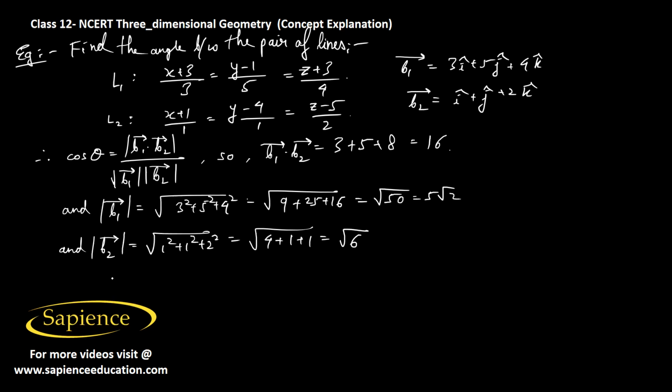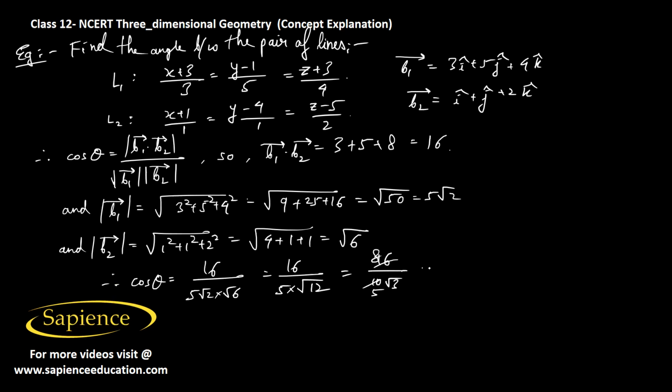So then, therefore, cos theta would be equal to 16 by 5 root 2 into root 6. So that would be 16 by 5 into root over 12. Root 12 means it is 2 root 3, so that will be 10 root 3. 2 5s are 10 and 2 8s are 16. We can write it as 8 root 3 by 5 root 3 into root 3. So that would be 8 root 3 by 15.